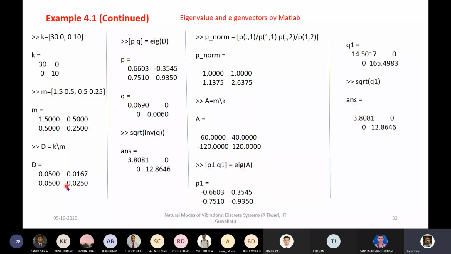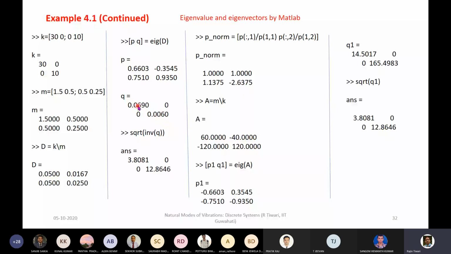Now to obtain the eigenvalue and eigenvector of this D matrix, this is the command: eig(D), and P will be the eigenvector, Q will be the eigenvalues. So you can see we got the eigenvector. This corresponds to the first mode. This corresponds to the second mode. You can see these are both positive. Here one is negative in the second mode. These are the eigenvectors, lambda 1, lambda 2.